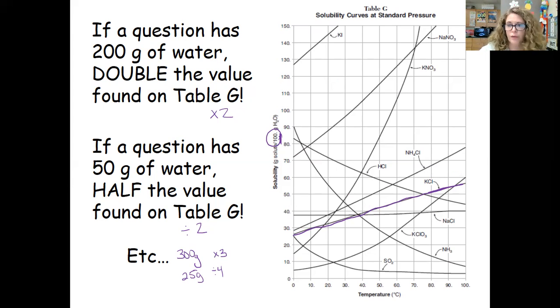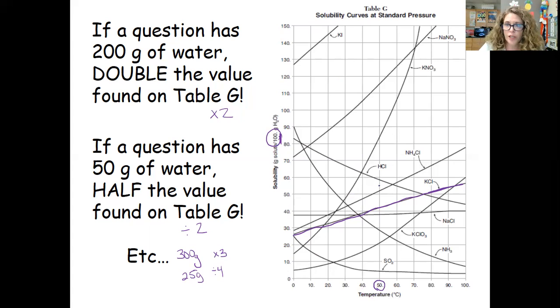I'm not going to go back and forth to that question because I have the question open in my notebook. You should have your question open in your notebook. The question says, how much potassium chloride is needed to make a saturated solution at 50 degrees? Okay, so at 50 degrees, I'm going to find 50 degrees.